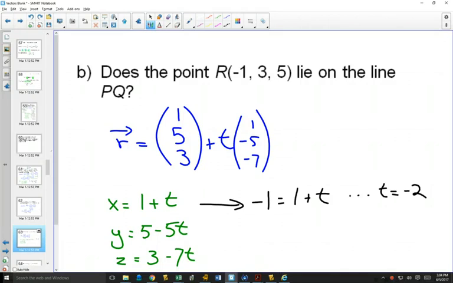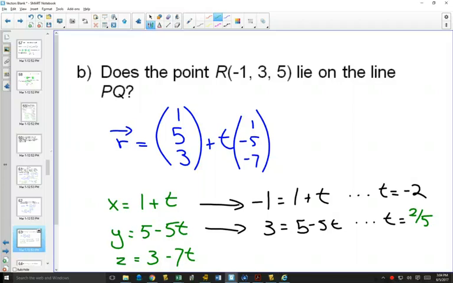And if t has to be -2 for the x-coordinate, we're going to check, does that happen with my y-coordinate? If my y-coordinate has to be 3, and 3 is equal to 5 minus 5t, is t still -2 in this case? And if we solve here, we get something different. We get t is 2/5.